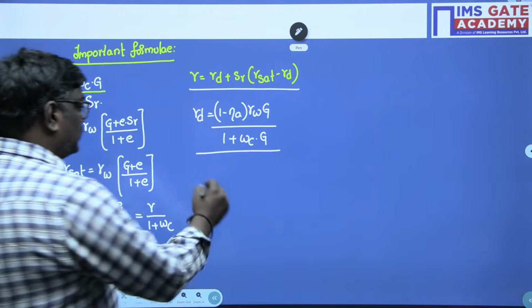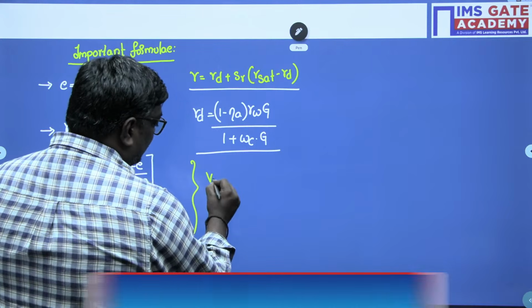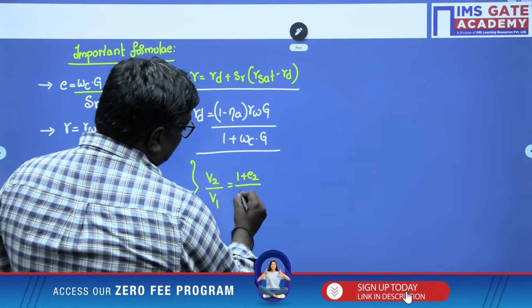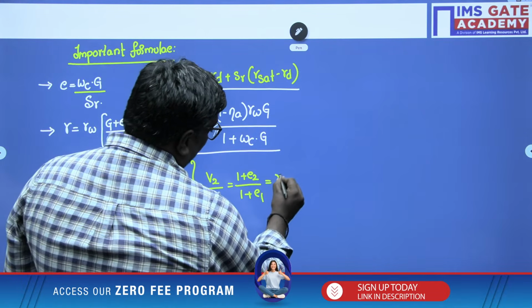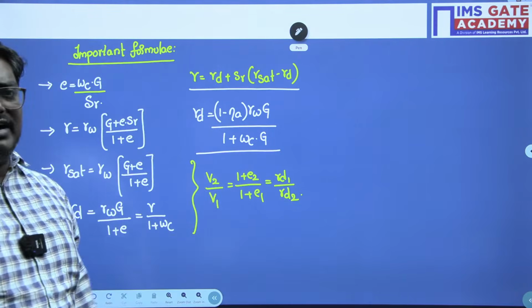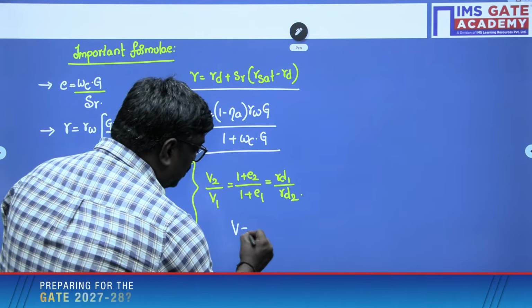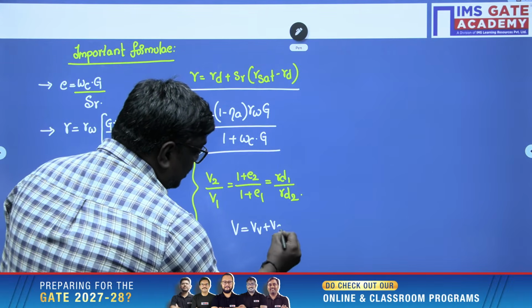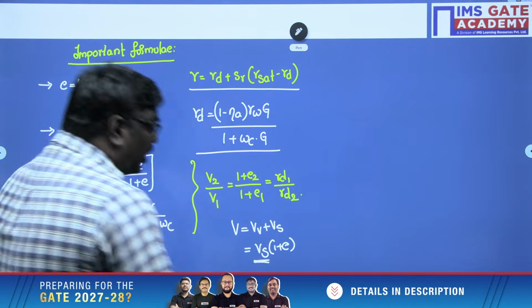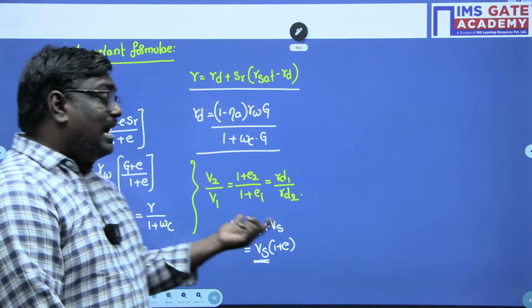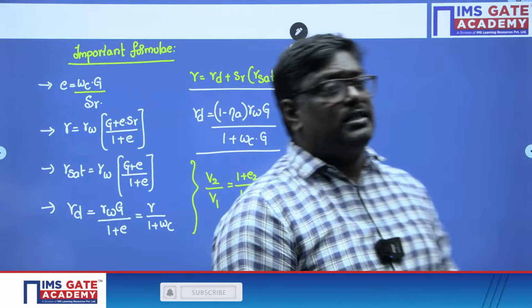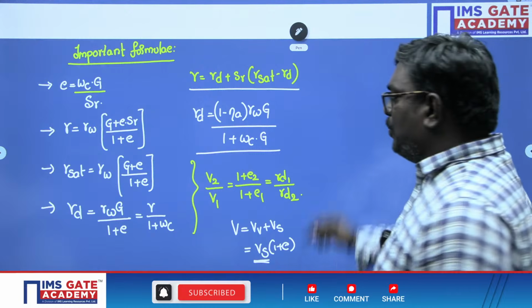And one more thing, my dear students, you should know: in a borrow pit, V2 by V1 can be written as 1 plus E2 by 1 plus E1, that is equal to gamma D1 by gamma D2. Sir, how this formula came: total volume is equal to what, sir? VV plus VS. So we can write this as Vs into 1 plus E, right? For a given soil, volume of solids is constant. And gamma D is equal to what, sir? Weight of solids by total volume. For a given soil, weight of solids is constant and gamma D is inversely proportional to the volume.